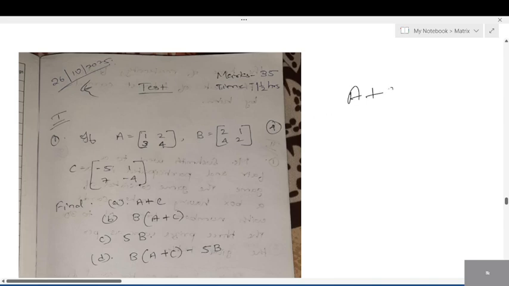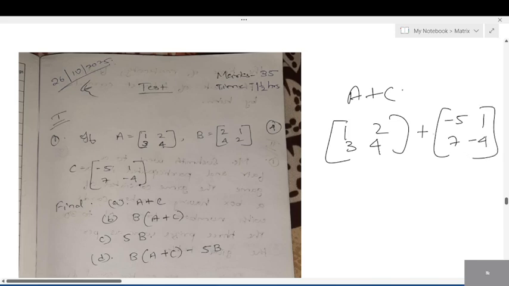A plus C is asked. So when plus is given, what should we do? We have to take matrix A and add along with which one? B. Yes. Tell me the answer. A plus C is equals to. Yes. Just add first element. This is not cross multiplication. Direct, right?